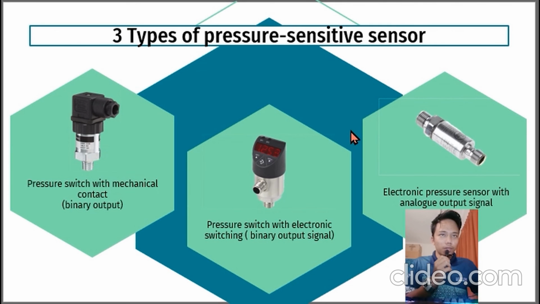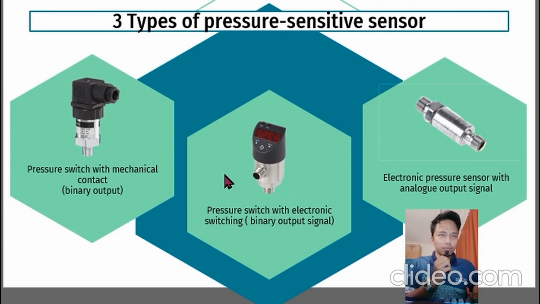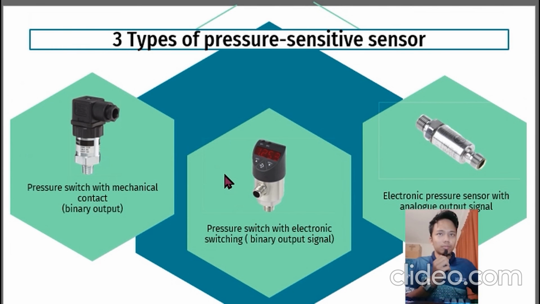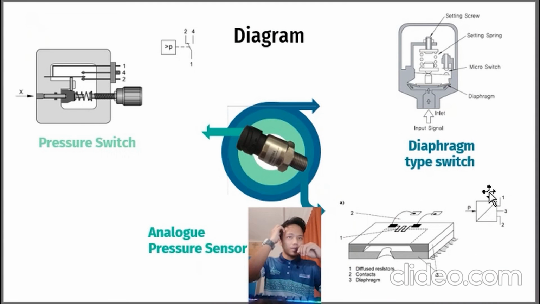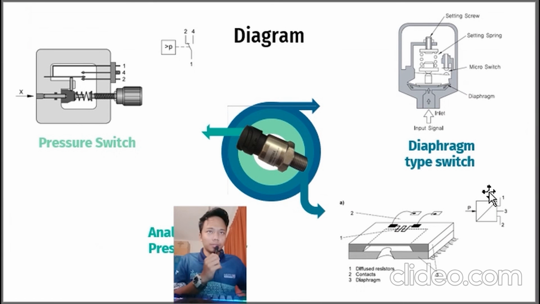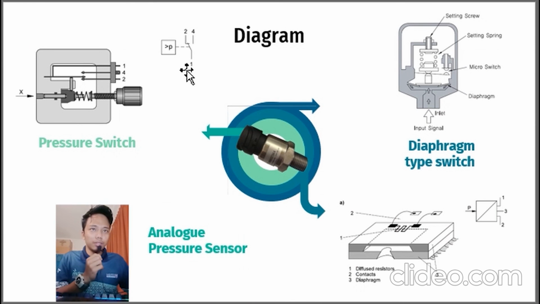This is the diagram. This is the pressure switch, in the FluidSIM or its symbol. This is a diaphragm type switch. It uses a diaphragm, and this is the analog pressure sensor. It uses this, at number 1, as a pressure, and this is the symbol.